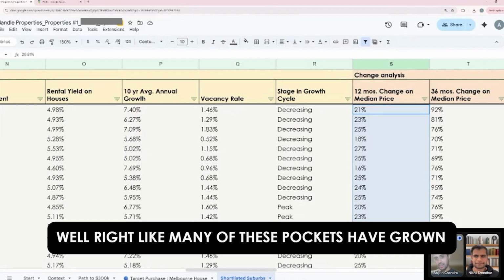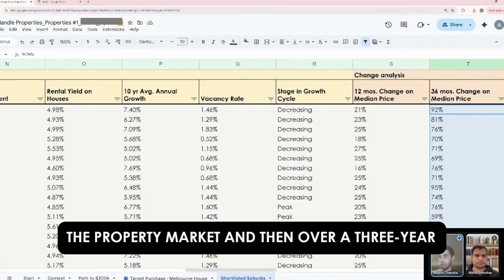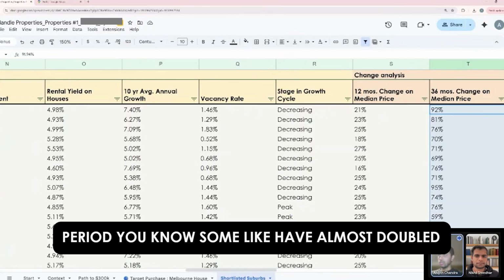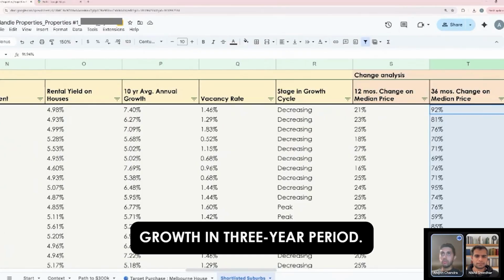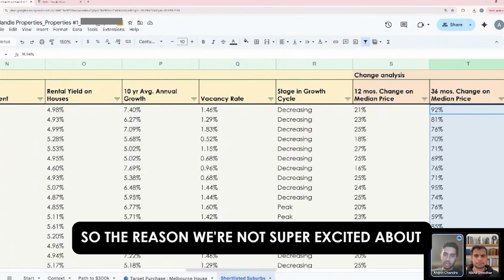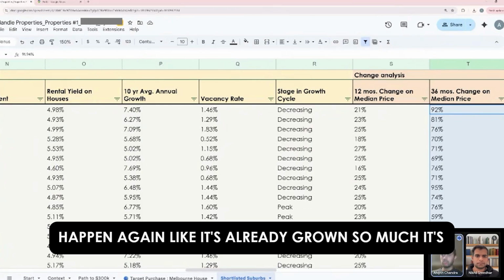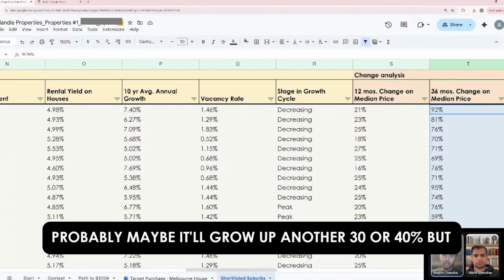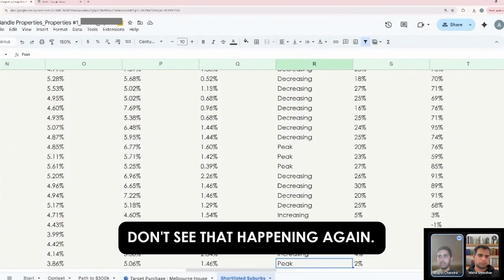Many of these pockets have grown 20% in the last 12 months, which is phenomenal in the property market. And over a 3-year period, some have almost doubled, and many have hit that 70, 80, 90% growth. So the reason we're not super excited about Western Australia is we don't believe that can happen again. It's already grown so much. Maybe it'll grow another 30 or 40%, but we want to get that 70, 80% growth, and we don't see that happening again.